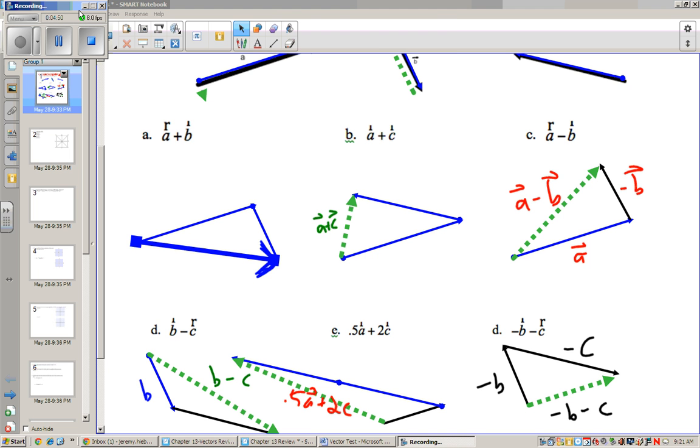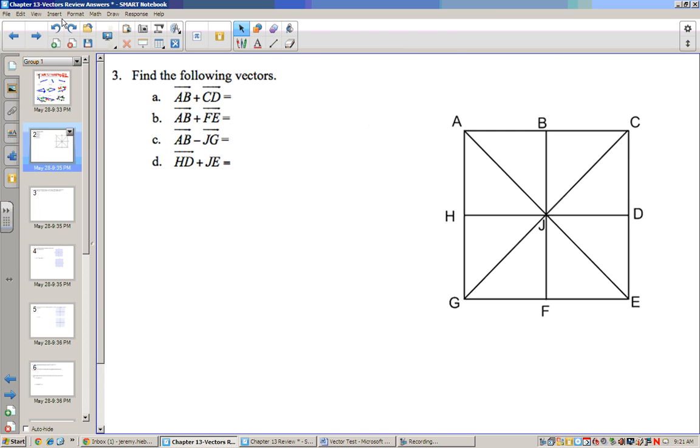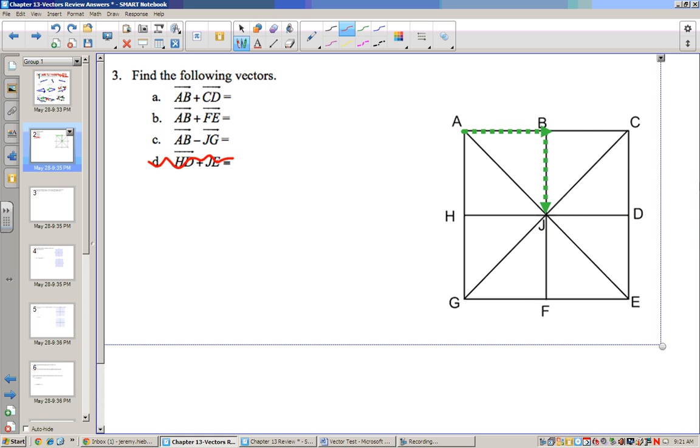All right. So just got a little bit more on the first page to do this one. Now D does not work for this particular one, but AB plus CD. AB is here, CD is here. So if I add these together, I put CD at the end of AB, so that makes from A to J.